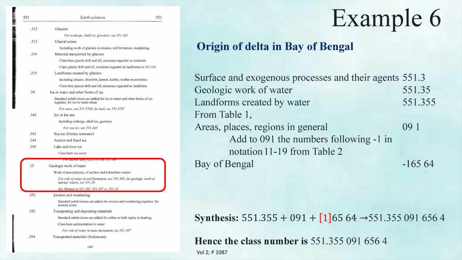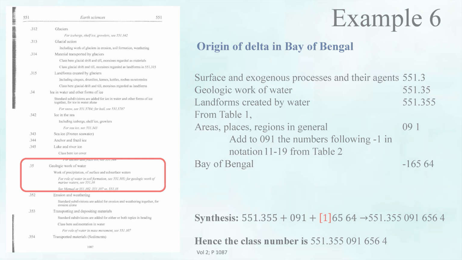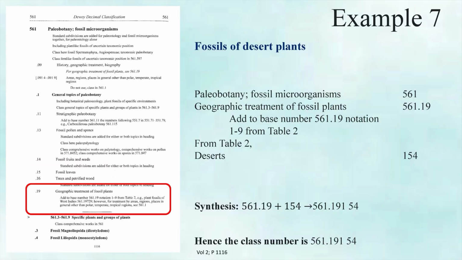So finally, when we add it, we have to add the number for landform created by water 551.355, then 091 from table 1, and finally for Bay of Bengal we have to omit the first one as per the instruction under table 1. So we have to add 6564. Okay. The next problem is here, I think.